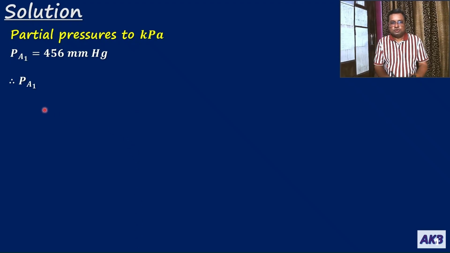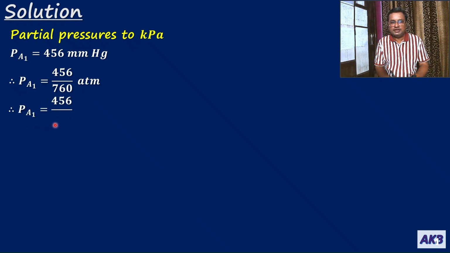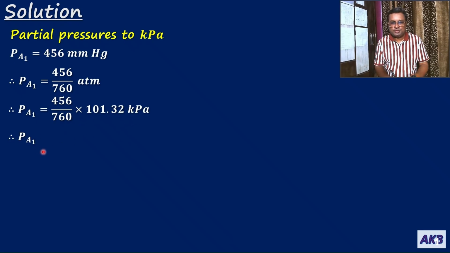Okay. So therefore, PA1 is 456 by 760 atmosphere. That is, PA1 is 456 by 760 into 101.32 kilopascal. So that is, PA1 comes out to be 60.79 kilopascal.